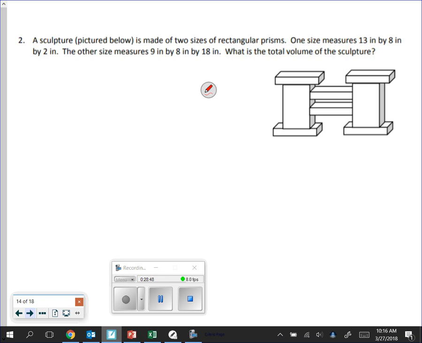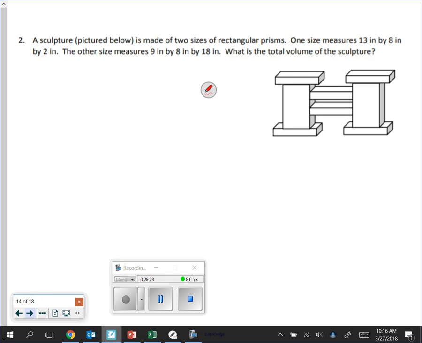It looks confusing, but did y'all even bother reading it yet? A sculpture pictured below is made of 2 sizes of rectangular prism. One size measures 13 inches by 8 inches by 2 inches. The other size measures 9 inches by 8 inches by 18. What is the total volume of the sculpture?